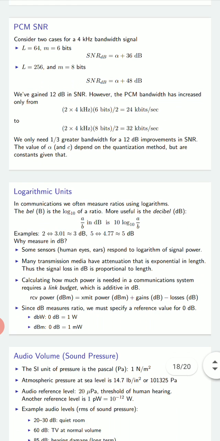So here we have gained 12 dB in SNR, while the PCM bandwidth has increased. You can take 2 into that frequency, 4 kilohertz, into 6 bits per sample, equal to 48 kilobits per second. If you solve this, you will get that we only need 1 by 3 greater bandwidth for a 12 dB improvement in SNR. We will see the remaining things in the next session.